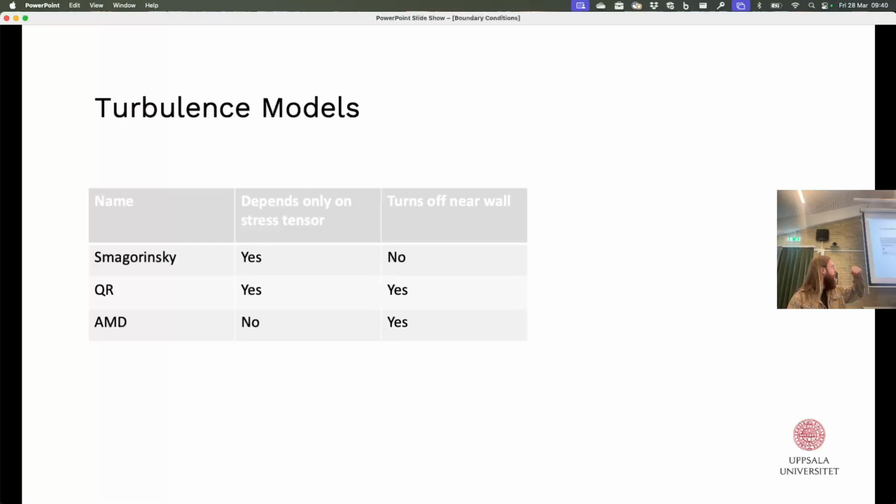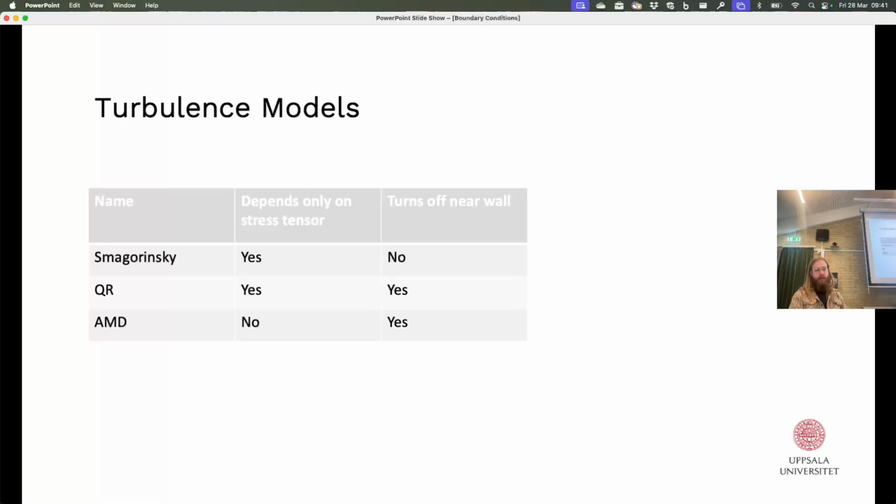Then we didn't jump to the second one, but for some reason jumped to the third one, the anisotropic minimum dissipation model. It's a very good model. It turns off near the wall and does all the things you want from a good turbulence model, but it doesn't only depend on the stress tensor; you need to compute the whole velocity gradient. So it's another kernel, and it takes some time. It's also just not so good at the walls and such.